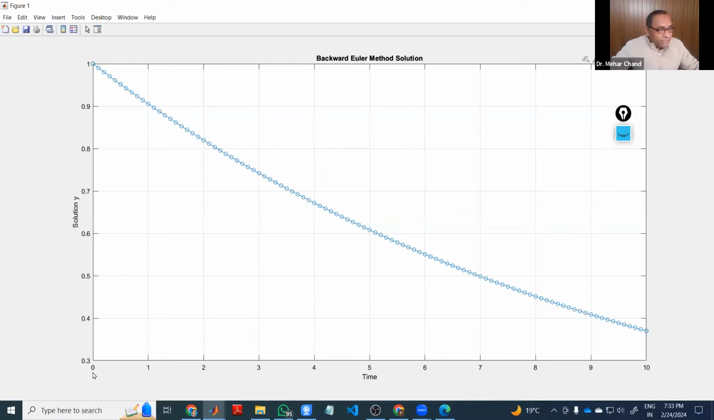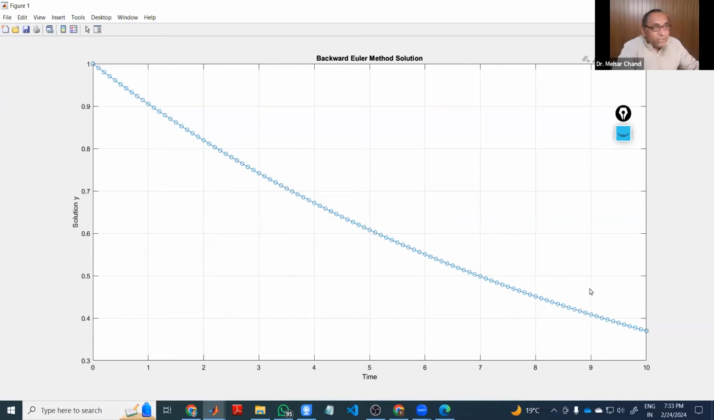Okay, and 0 to 10, and on the vertical line you can see the solution of y. So there are two variables, one is t on the horizontal line and y on the vertical line.